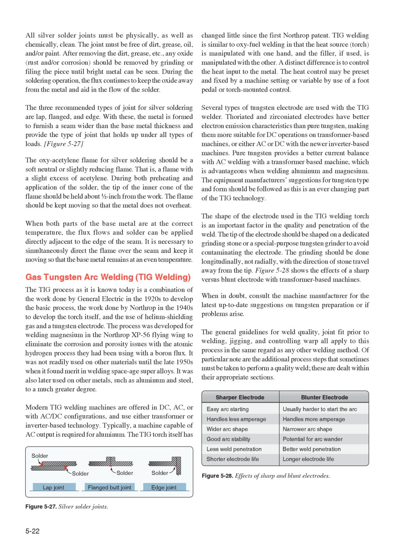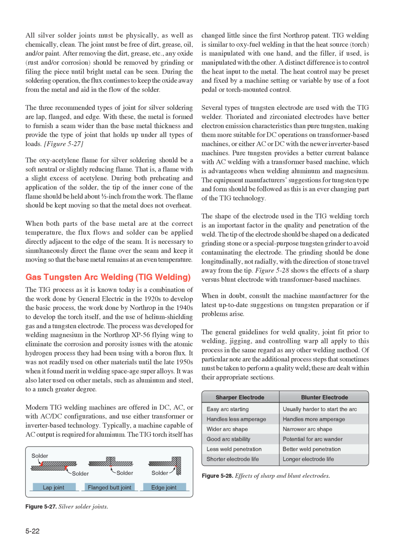The process was developed for welding magnesium in the Northrop XP-56 flying wing to eliminate the corrosion and porosity issues with the atomic hydrogen process they had been using with a boron flux. It was not readily used on other materials until the late 1950s when it found merit in welding space-age superalloys. It was also later used on other metals, such as aluminum and steel, to a much greater degree.